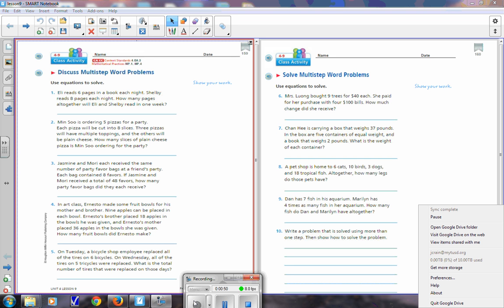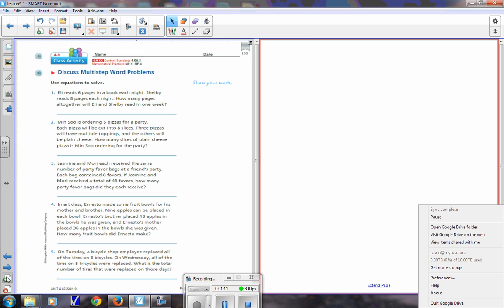So looking at number 1 on page 159, I see it says Eli reads 6 pages in a book each night. Shelby reads 8 pages each night. How many pages altogether will Eli and Shelby read in 1 week? Well, I know that in 1 week, that's 7 days. So 6 pages in a book each night is Eli. So number 1, here's Eli.